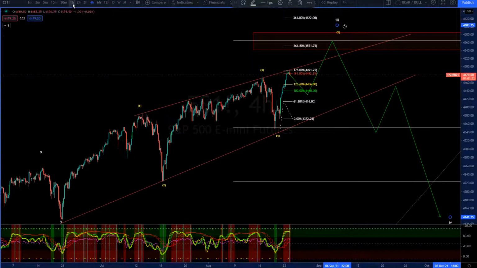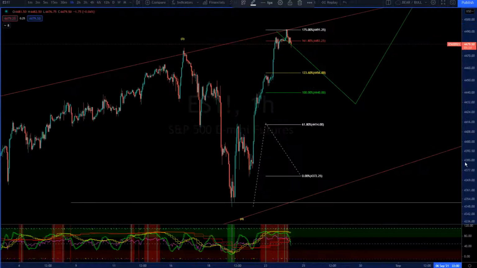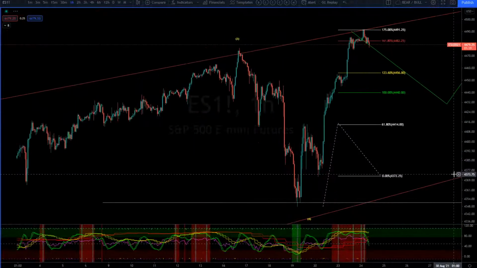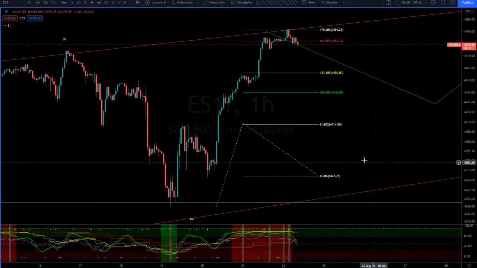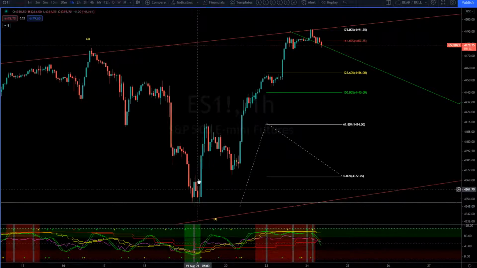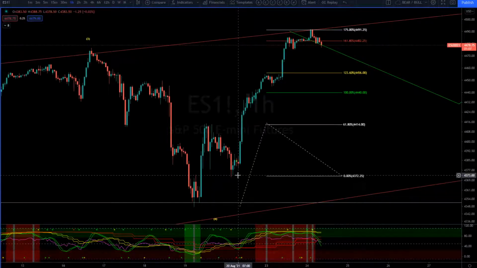Let me go back to an hourly here. Now we're talking about this ending diagonal, and ending diagonals typically end wave 5 in a throwover. So again, I believe that's what's going to happen. But the important thing here is that this is something that we've seen over and over and over. From this dominant pivot low here, we have a little high. We'll call it a dominant pivot high, at least a local high. And then we get the pullback, right?